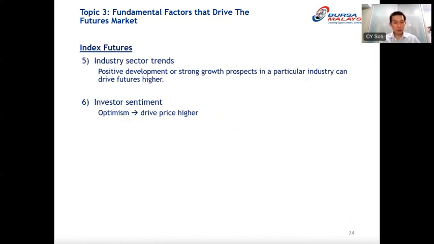And the final common factor for index futures would be industry and sector trends. Of course, the performance and the outlook for specific industries or sectors can influence your index futures.